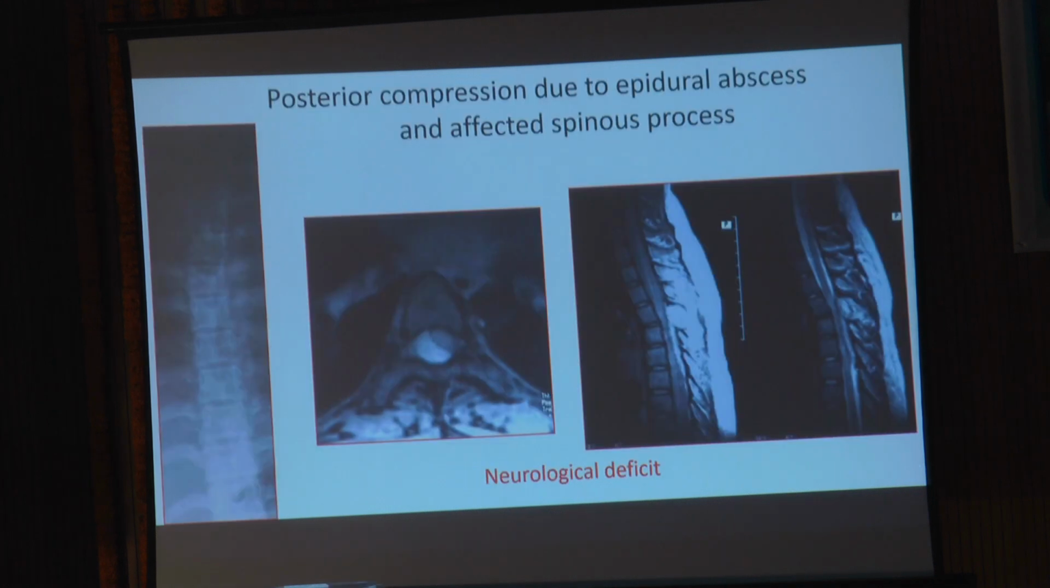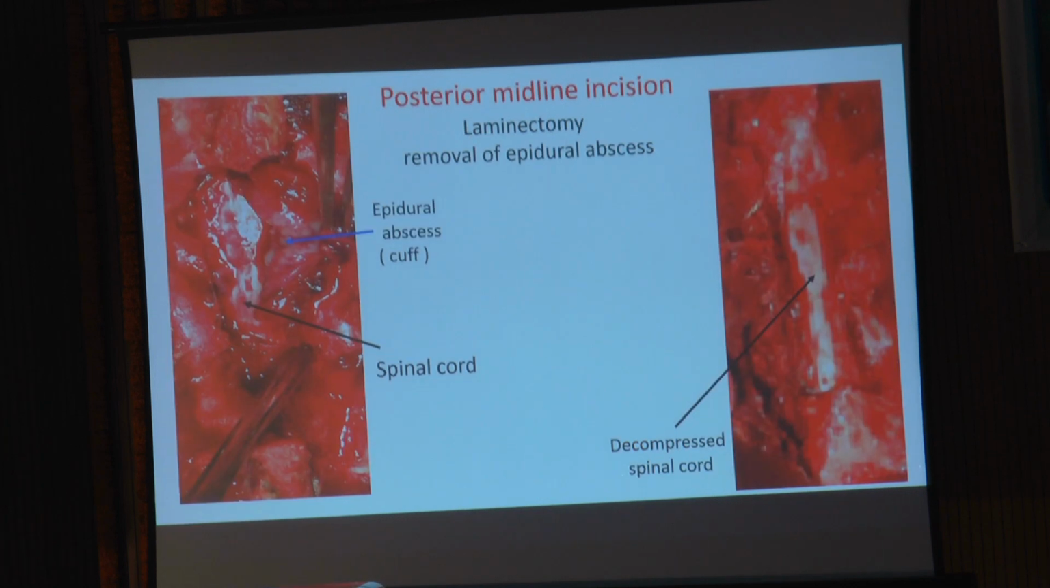Now this patient has a neurological deficit. You can see the significant posterior compression in this patient. Here laminectomy has been done through a posterior midline incision, and you remove this whole epidural cap. Now you can see the cord is absolutely nicely visible and decompressed nicely.